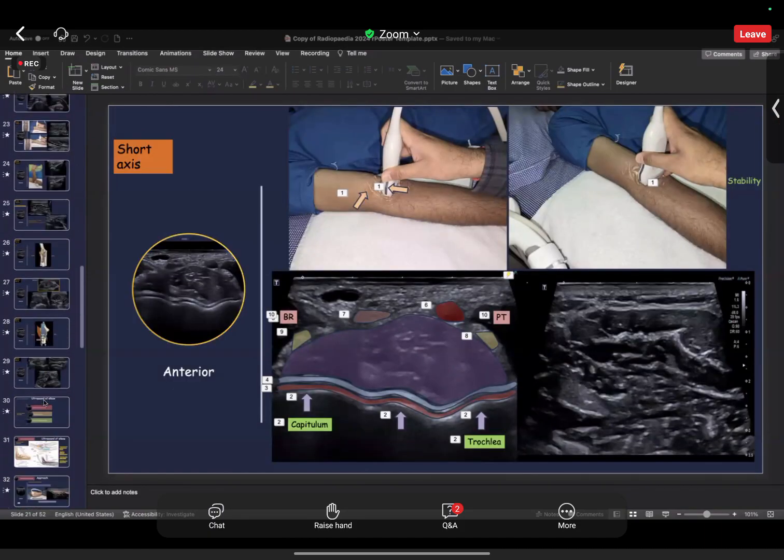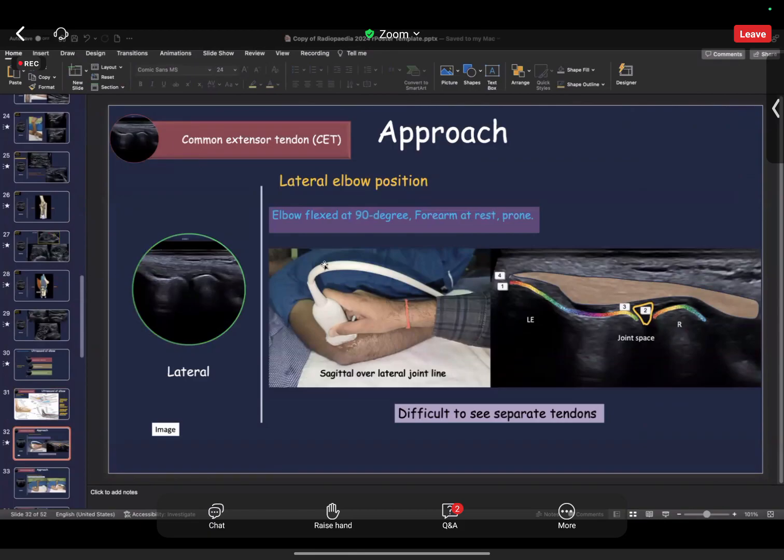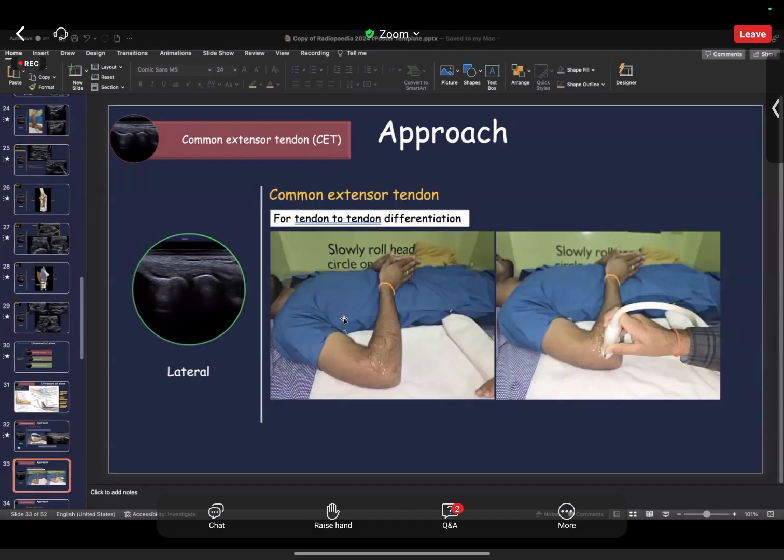This is the anterior compartment. So this is the position for the lateral compartment. The elbow is in a flexed position, the forearm at rest, and we keep our probe sagittally over the lateral joint line, and we'll get this image. For a better image, to differentiate the structures, we'll use this maneuver. We ask the patient to extend the hand so that the extensor tendon will get taut and we can see it separately.